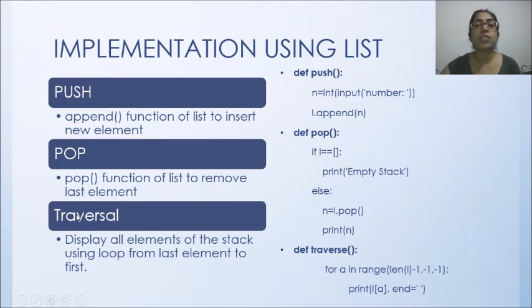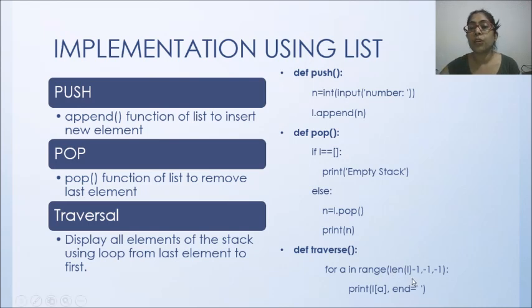Now last one is traversal. Traversal means I have to start from top and I have to move till 0th location and I have to display all the elements. So because I have to start from the top and my top will be taken as the length of my list -1. Suppose there are 4 elements in the list, then top location will be 3, right?